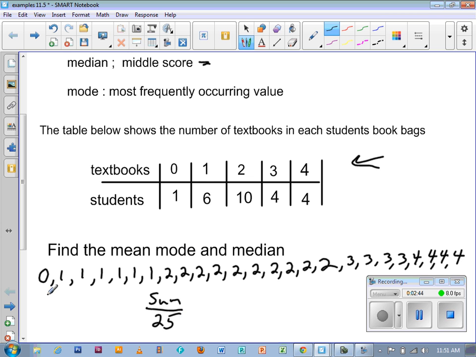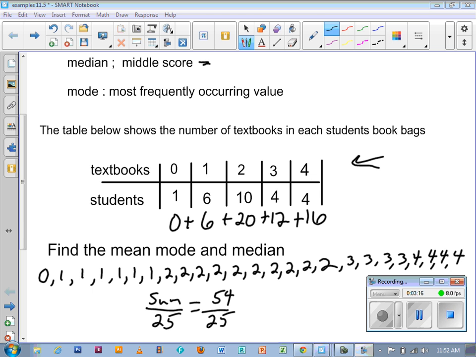Obviously, you can just add all these numbers together and divide by 25. Or you could just take 1 times 0, which is 0, 6 times 1, which is 6. This is basically the sum of each of these. 2 times 10, which is 20. 3 times 4, which is 12. 4 times 4, which is 16. And then what I want you to do at this time is add all those numbers together, or if you want to add the long list of numbers, you're welcome to, and then divide by 25, and that would be your average.